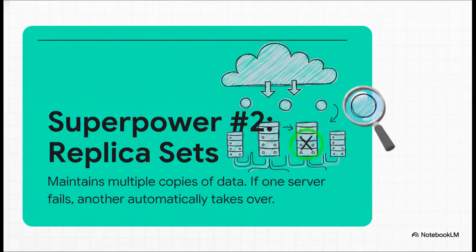Superpower number 2 is all about making sure things never, ever break. It's called replica sets, and it's pretty clever. The system automatically keeps multiple identical copies of all your data running on different computers. So if one of those computers suddenly fails, poof, it goes offline, one of the copies instantly takes over, and nobody even notices. To the user, it looks like nothing ever went wrong. That's called high availability, and it's built right into the system.